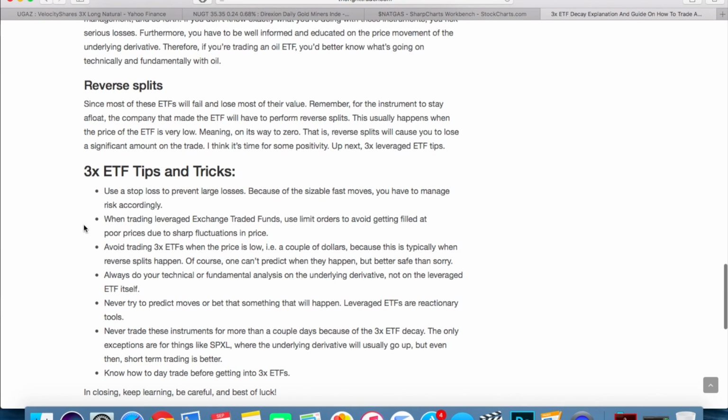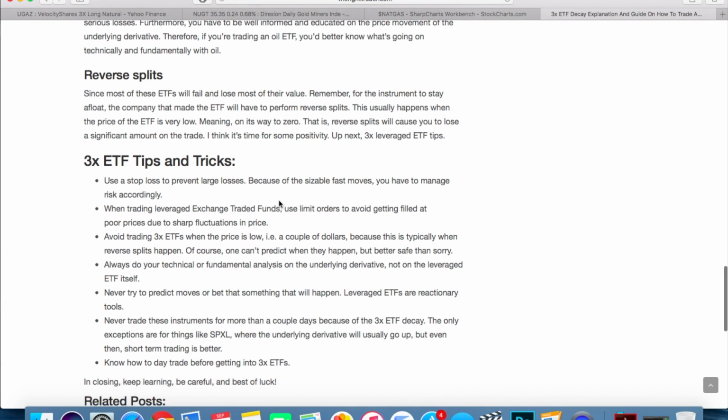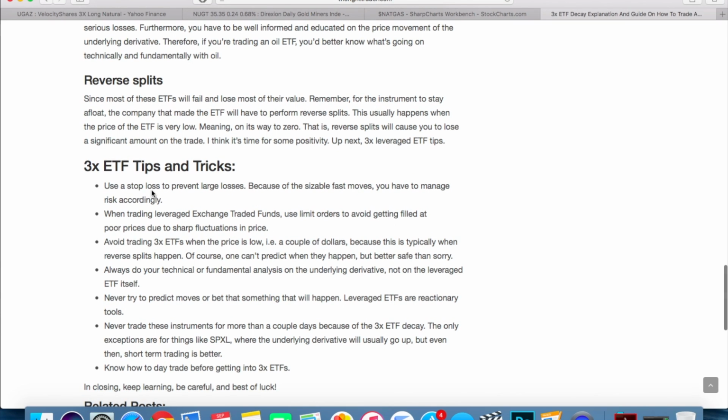So next up, the ETF tips and tricks section that I'm going to go over. First of all, you should probably use a stop loss to prevent large losses, because these triple ETFs move so quickly that if you don't have an actual stop loss ready, you're not going to be able to get out when you want to, and you might get caught in a bad situation. So yeah, use a stop loss, and you'll definitely reduce your risk with that.